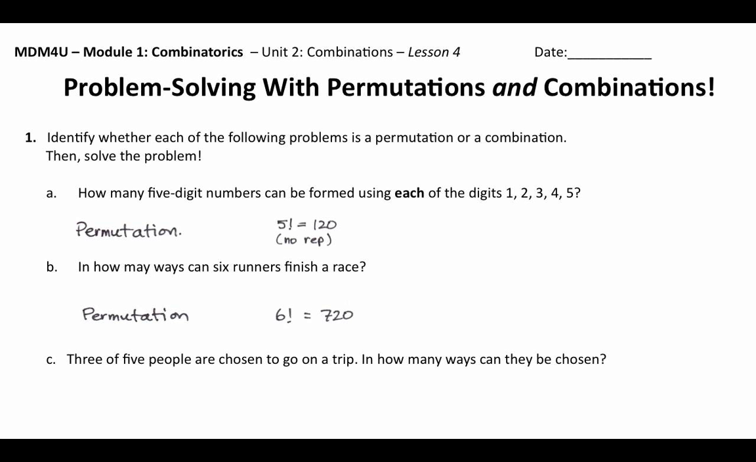3 of 5 people are chosen to go on a trip. How many ways can they be chosen? They haven't said anything about shotgun here, so I think order doesn't matter. I just want to go on that trip. So is this a permutation or combination? It's a combination. And if I've got 5 people to choose from, and I'm going to choose 3 of them, 5 choose 3. There's 10 different combinations of people.